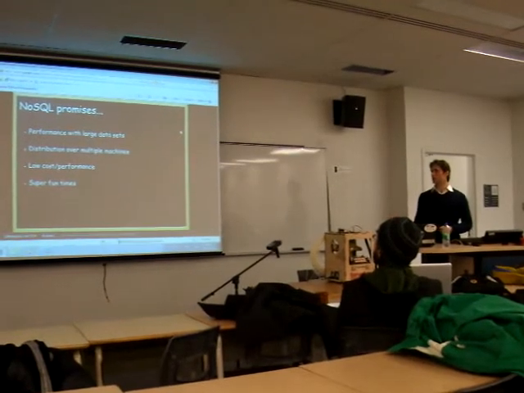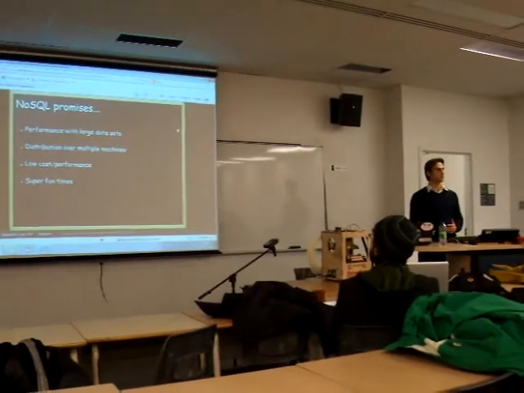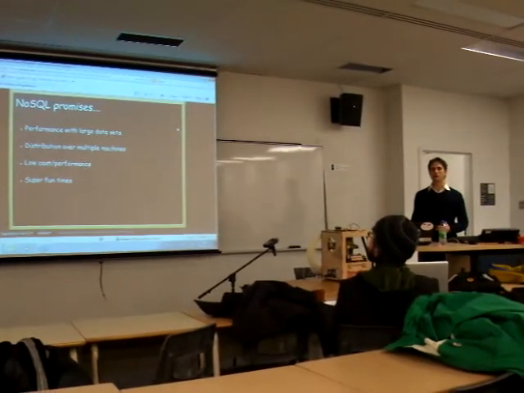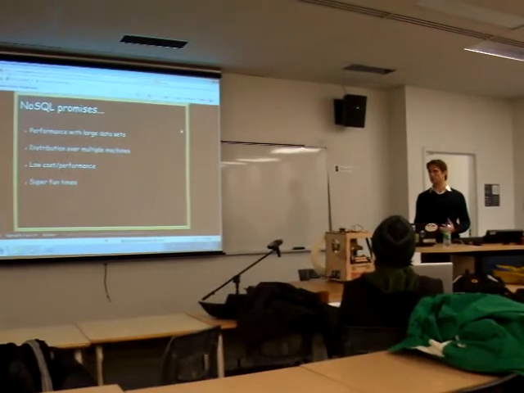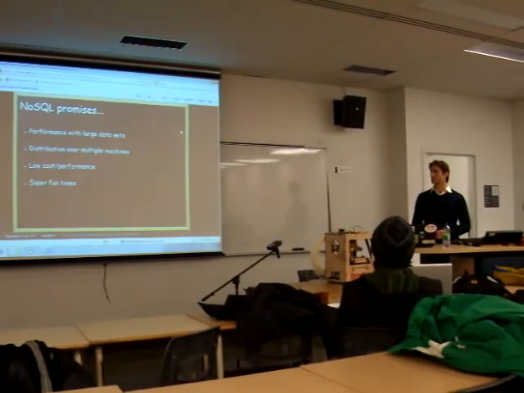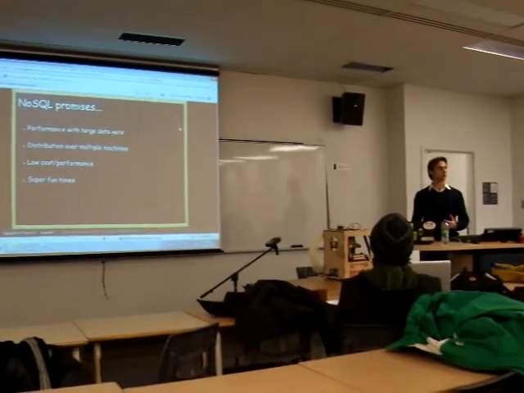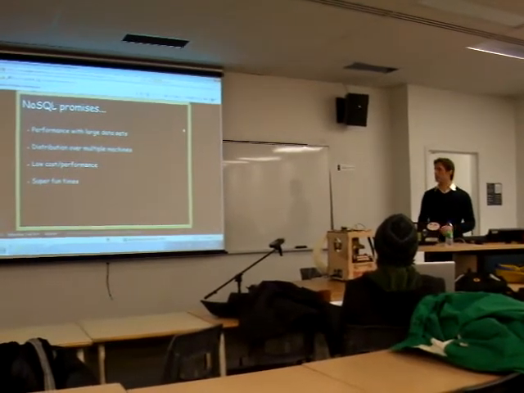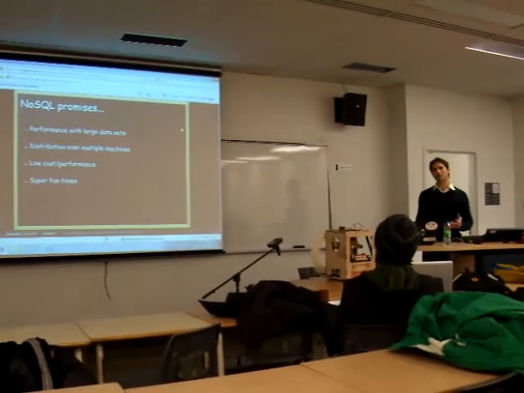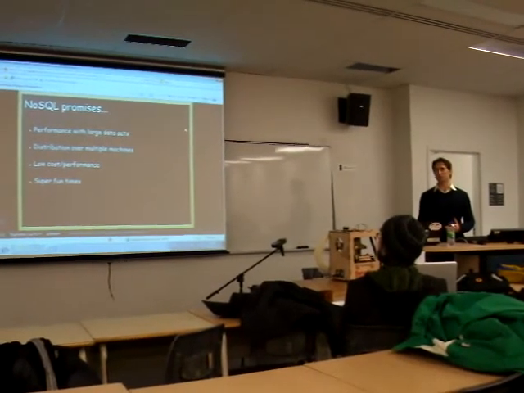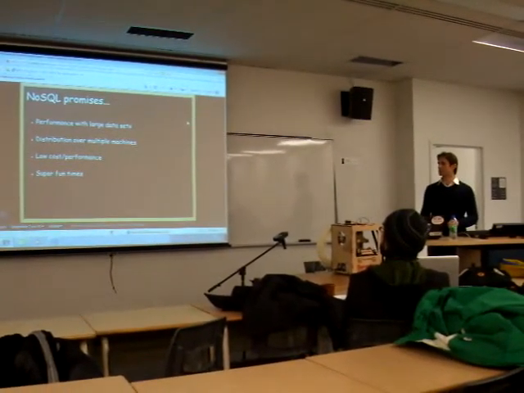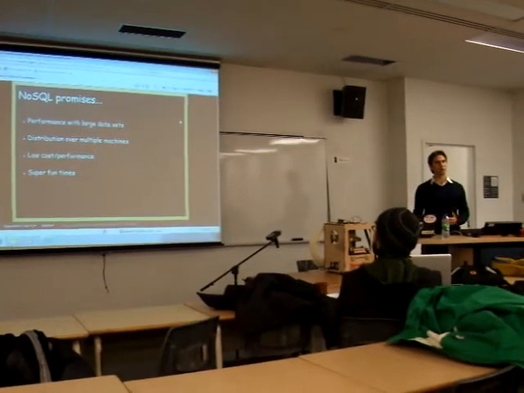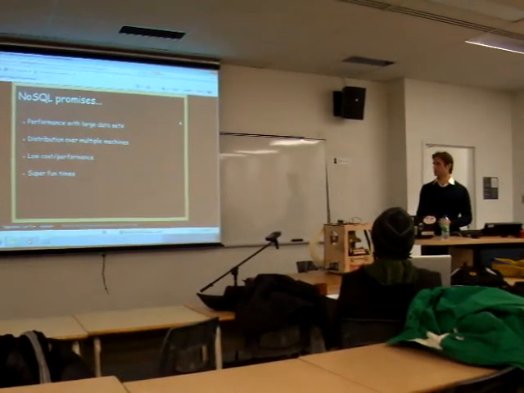Third is low-cost performance. We're all used to Linux being free. NoSQL often comes with an open-source licensing agreement, so your cost is quite low to set it up and get it running. Fourth, of course, is super fun times. No new technology would be interesting if it didn't promise some element of fun, and a lot of these solutions are quite enjoyable to use.